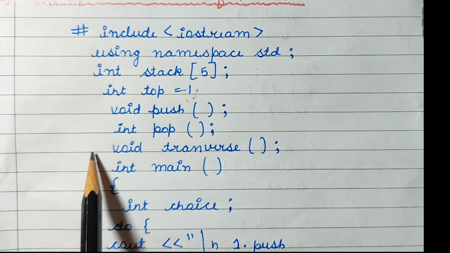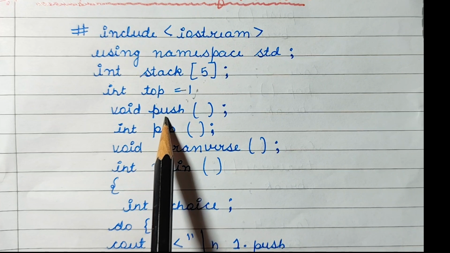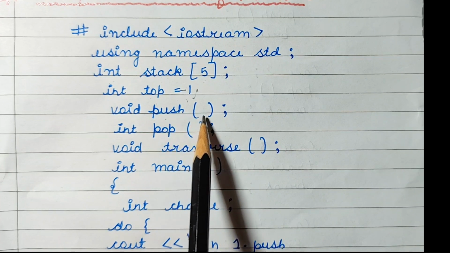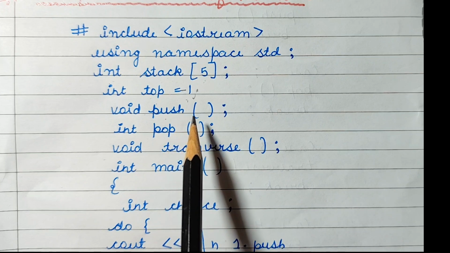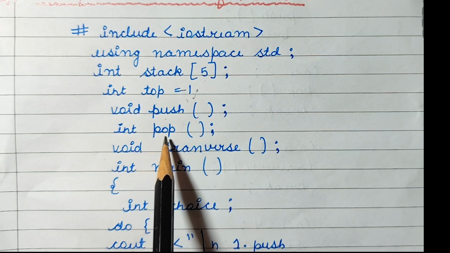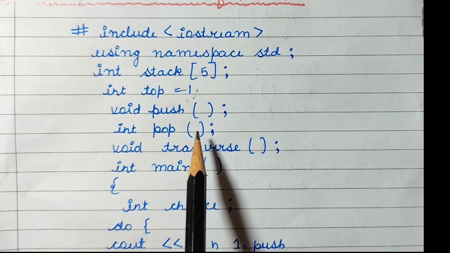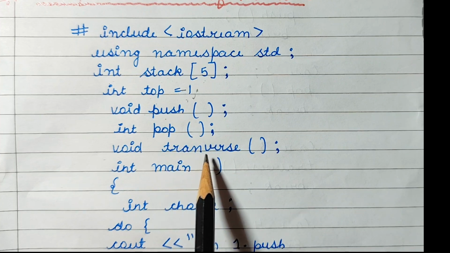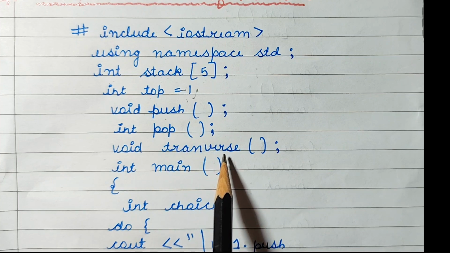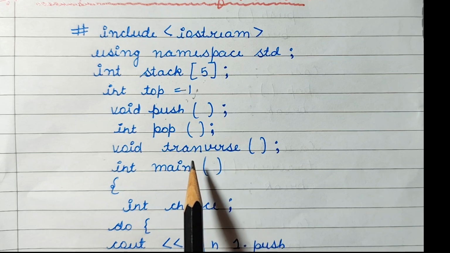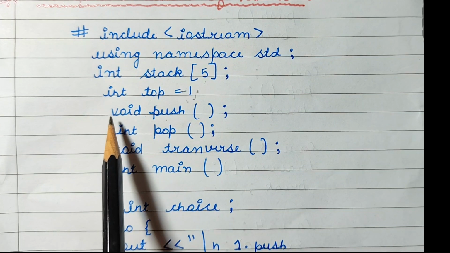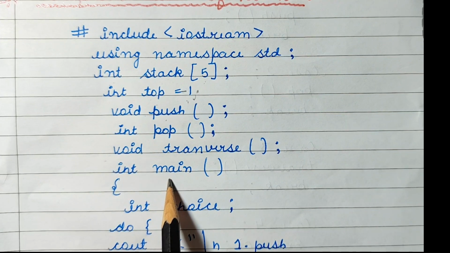After this I declare three functions. Push function is declared for performing insertion operation, and pop function is used for performing deletion operation, and traverse function is declared for displaying the elements of the stack. After declaring these three functions I declare main function.